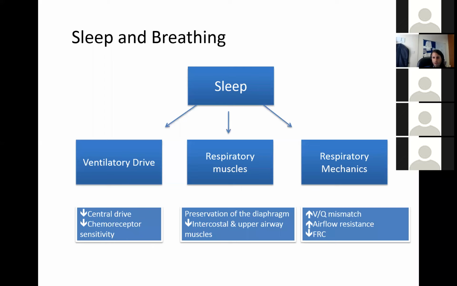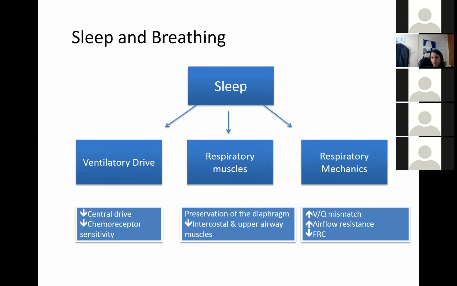So this just summarizes what I've said. In sleep, the ventilatory drive is reduced due to reduced central drive and reduced chemoreceptor sensitivity. In the respiratory muscles, there's reduced intercostal muscle and upper airway muscle tone, and in respiratory mechanics, there's increased VQ mismatch, increased airflow resistance, and therefore reduced functional residual capacity.